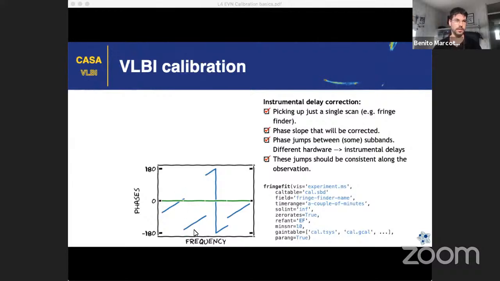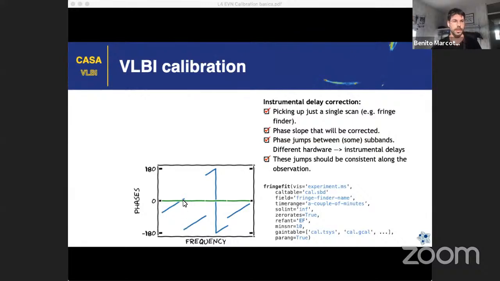Some of the subbands may be recorded through a different hardware within the station. So that means that actually the path length is not exactly the same because different hardware may introduce a few small delays in the signal. And this is what you're seeing here. The instrumental delays just originated by where within the antenna the data went through.